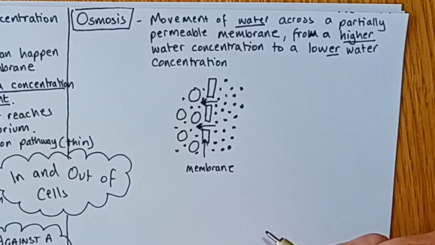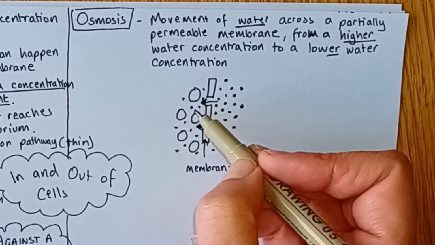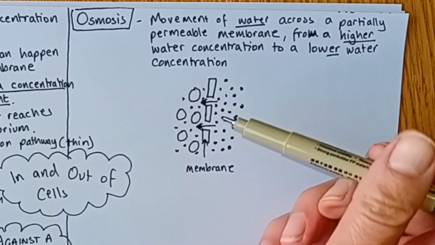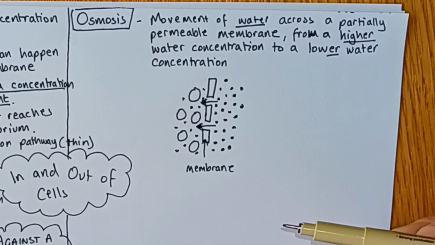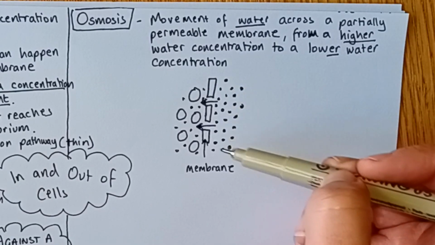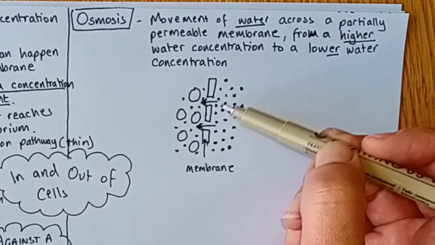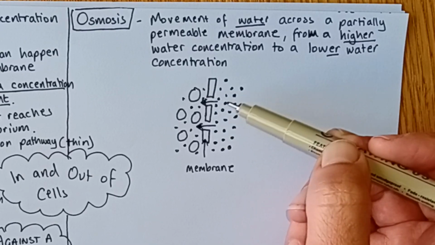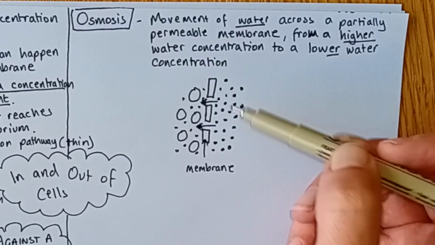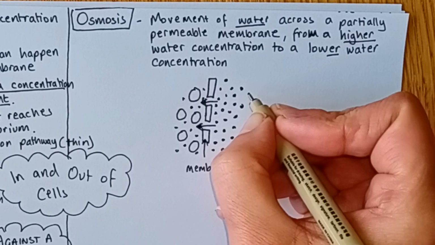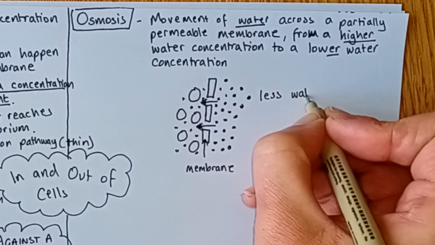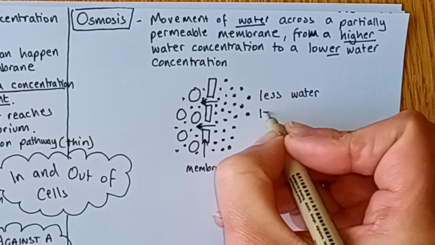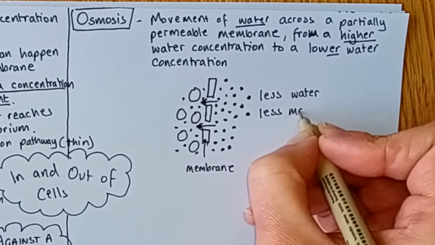Now remember, this is a net movement. Some molecules will move forward, some will move back, but overall, more are going to move this way. Now, let's think of the consequences of that. If water's moving from this side to this side, this side is going to have less water in it, which means it's going to weigh less. So afterwards, there will be less water, which means there will be less mass or less weight.